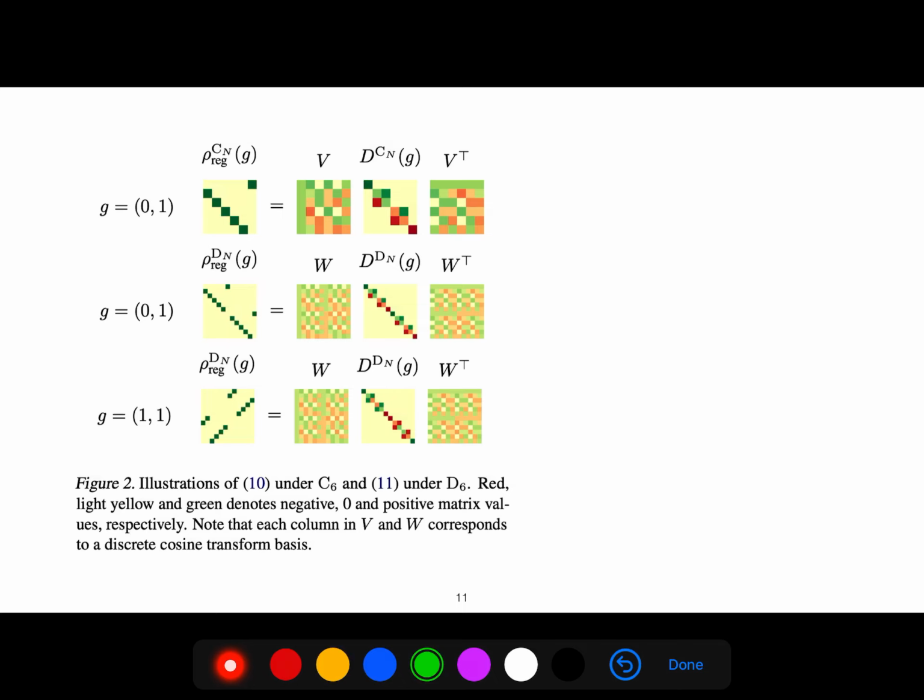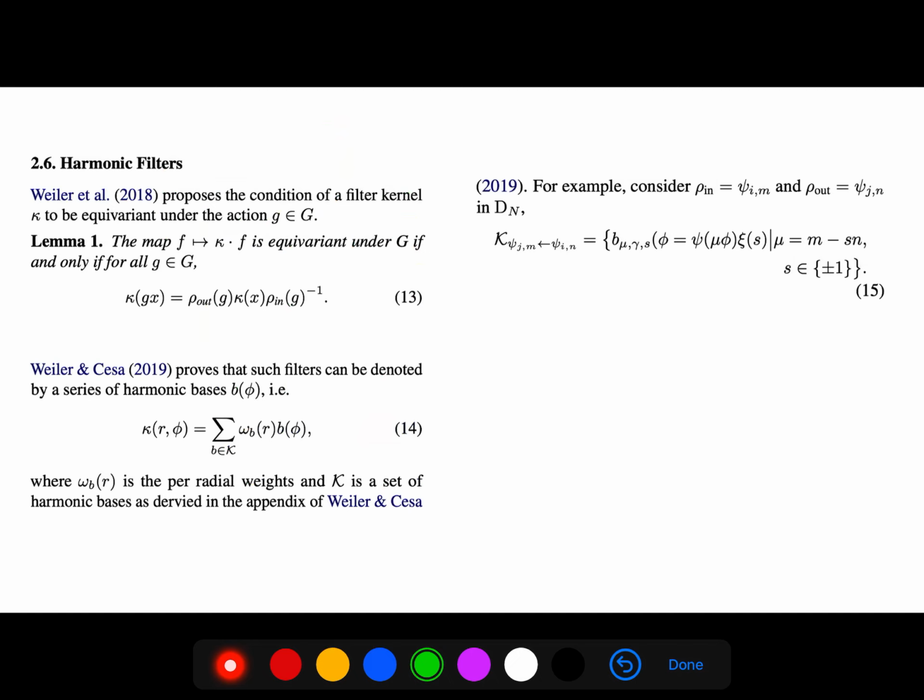Red, yellow and green denote negative and positive matrix values respectively. Each column in V and in W corresponds to a discrete cosine transform basis. Now these are the harmonic filters. First we state a lemma that the map is equivariant if and only if it satisfies this.